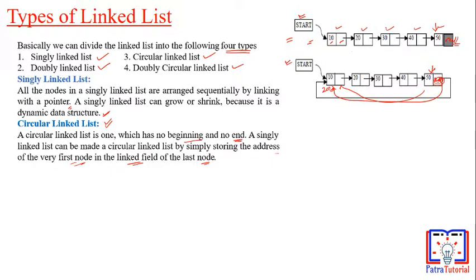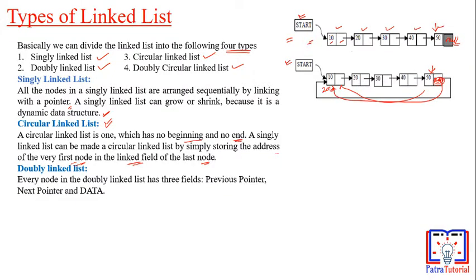Okay, and third one is what? Doubly linked list, right? So what is doubly linked list? Every node in the doubly linked list has three fields: previous pointer, next pointer and data part. Okay, so let me show you the diagram first.